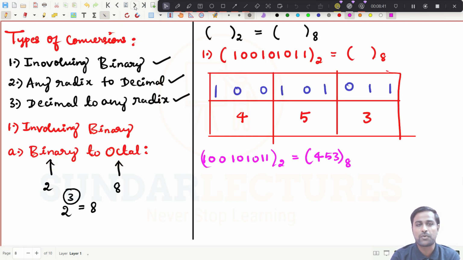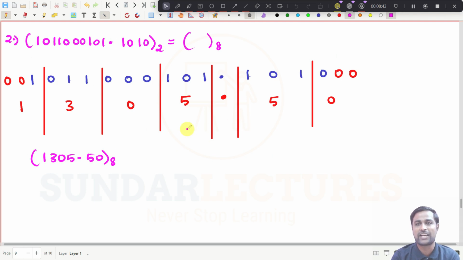And then we will see binary to hexadecimal, and I will explain that in the next class. We will continue in the next class.